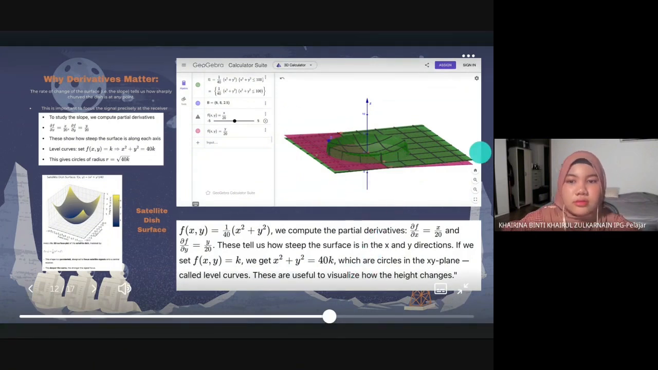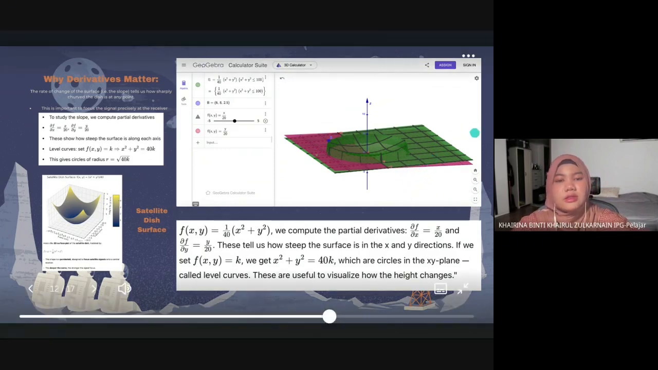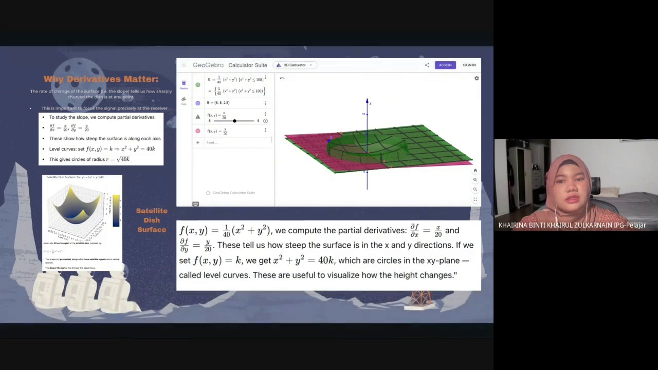This slope is the gradient vector, which combines the two directional rates of change into a vector that points in the direction of steepest ascent. Its components show how much height increases per unit movement in x and y direction. The magnitude of this vector tells us the overall steepness.